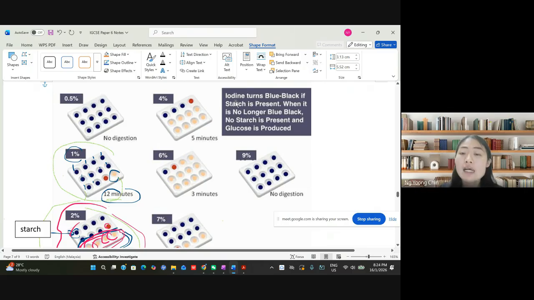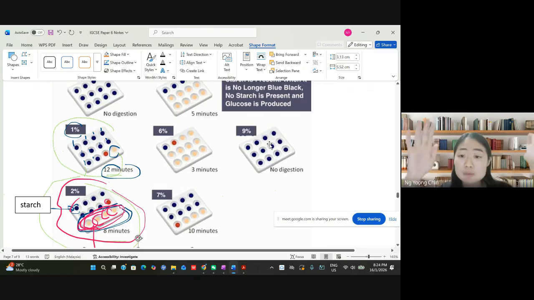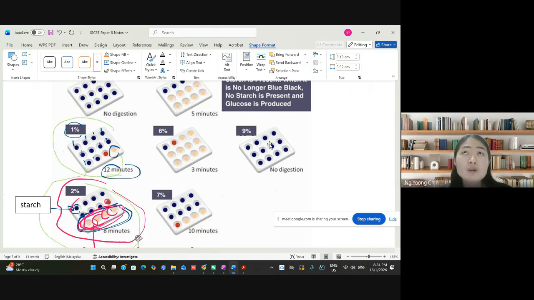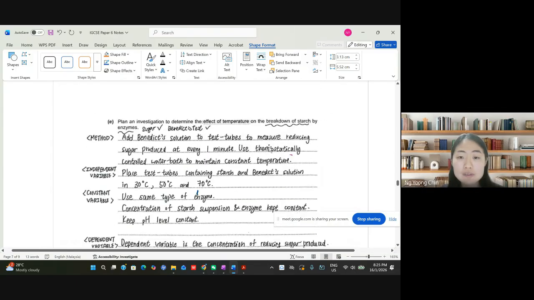Yeah. So you can see iodine will only turn blue-black if there's starch present inside each of the rock tiles. So whenever it no longer becomes blue-black, it means no starch is present, but glucose is being produced. Okay, this glucose is actually maltose. Because starch goes to maltose to glucose, this way. Maltose and glucose are both reducing sugars. Yeah, reducing sugars. Okay, so let's continue.